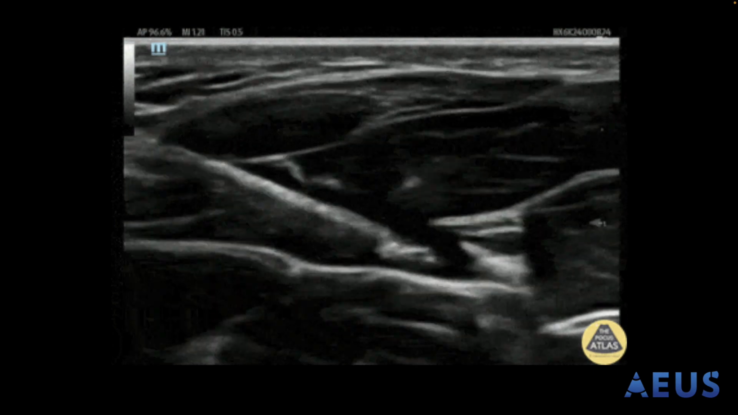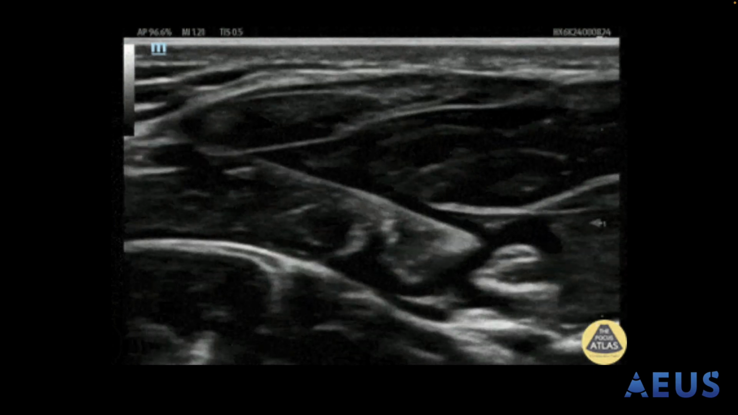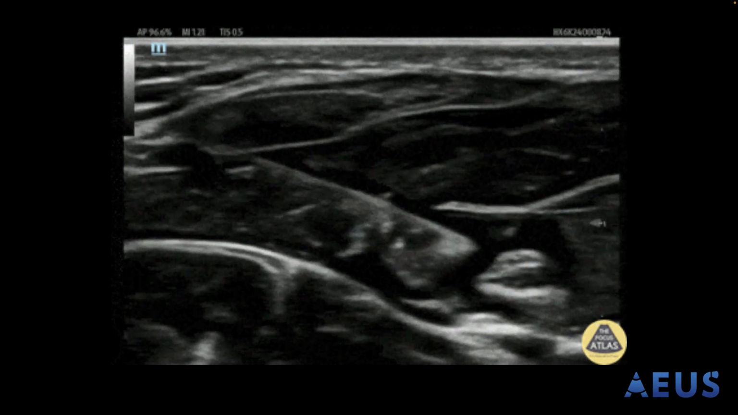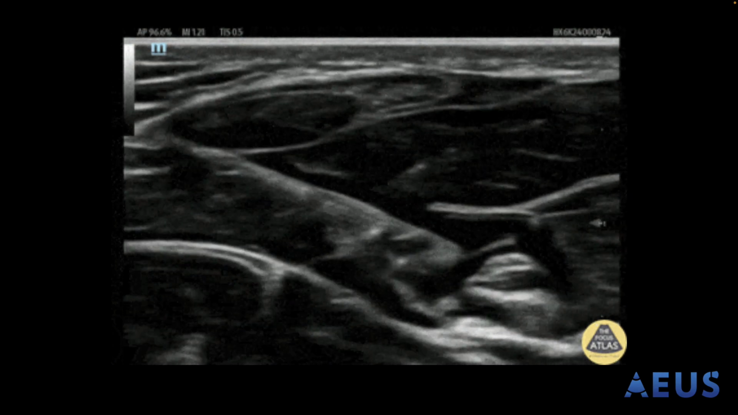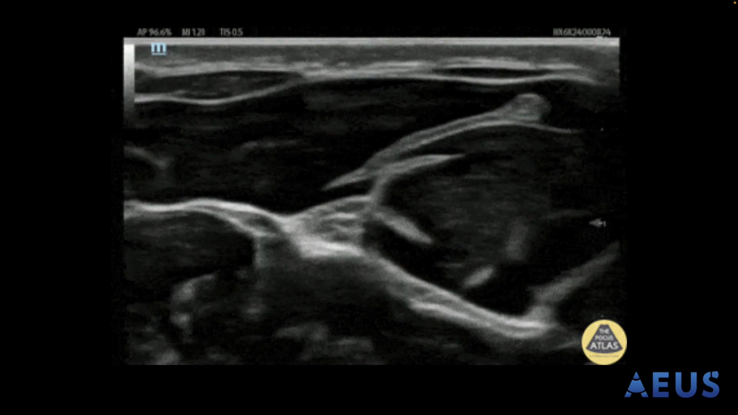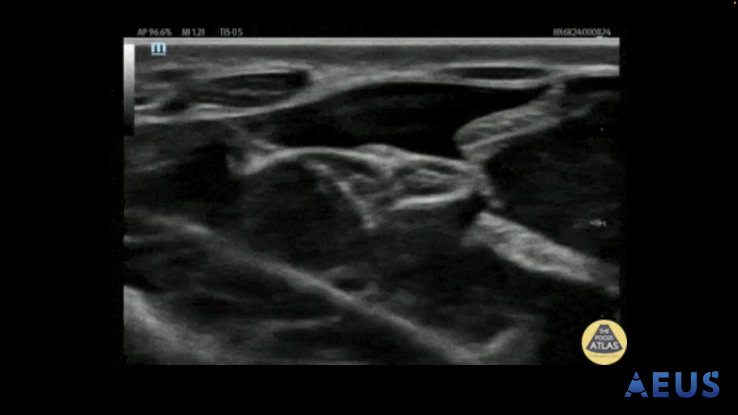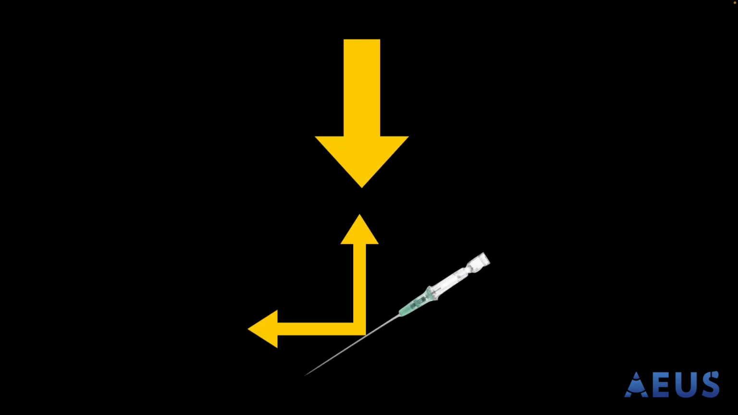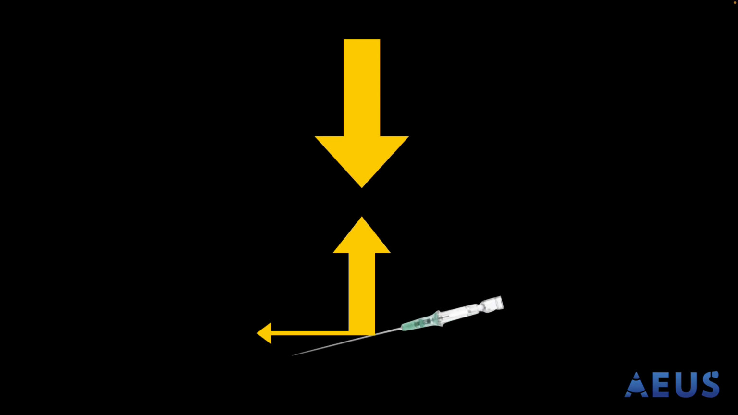In-plane guidance does require a lot of hand-eye coordination, but seeing the entire needle prevents accidental intravascular injection, nerve injury, arterial puncture, and prevents pneumothorax during thoracic blocks. One issue that complicates in-plane guidance is the angle of incidence. Since ultrasound imaging relies on echoes returned from an object, the more perpendicular a linear object is to the ultrasound beam, the brighter it will appear.